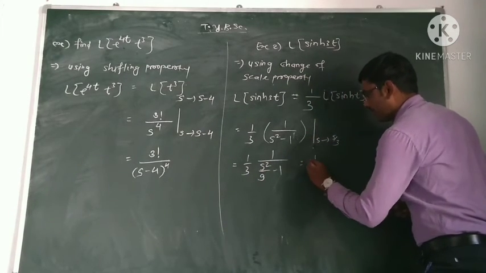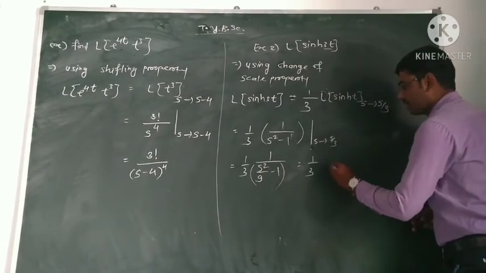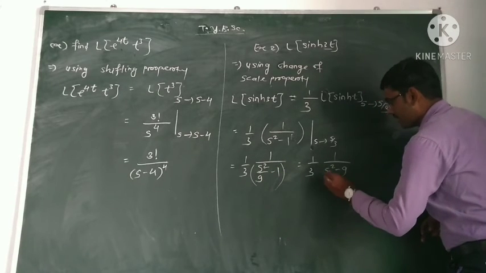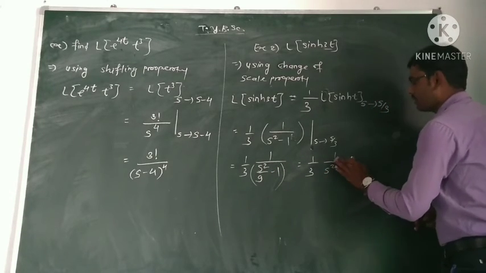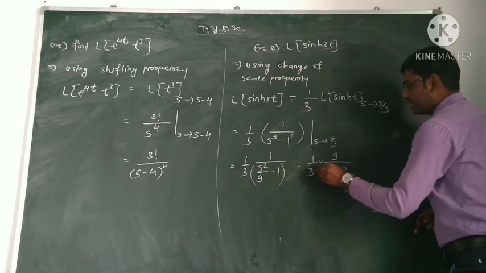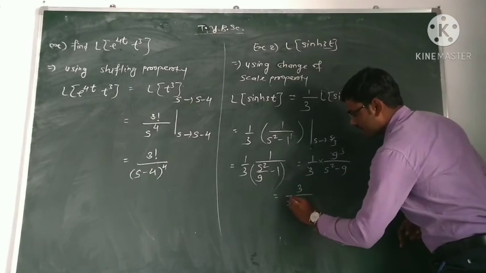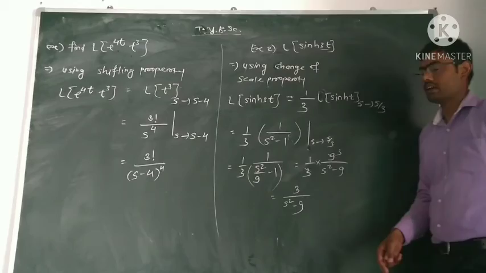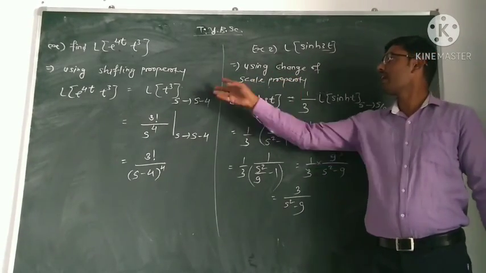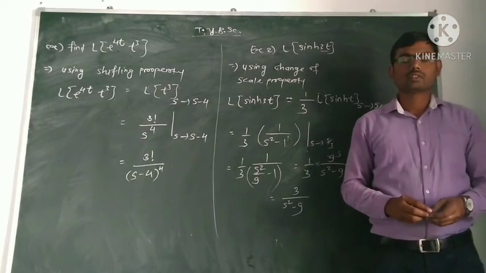This is equal to 1 by 3 as it is. Now we will do this subtraction. So 1 upon (s square minus 9) upon 9. So the 9 will go to the numerator, and 3 times 3 is 9, so the answer is 3 upon s square minus 9. This is the application of the change of scale property and shifting property. Okay, so thank you.